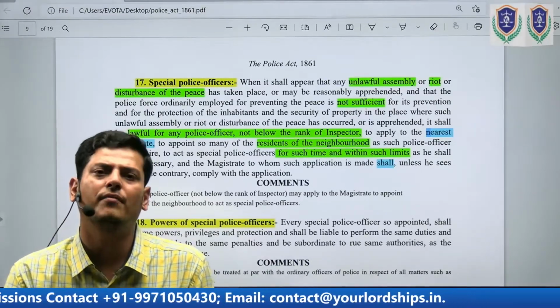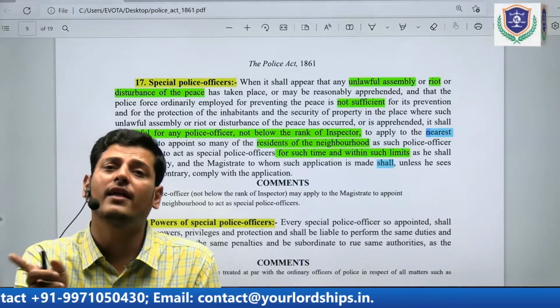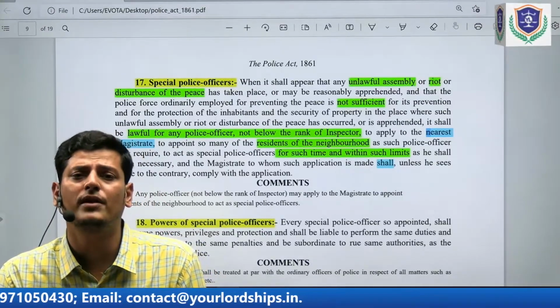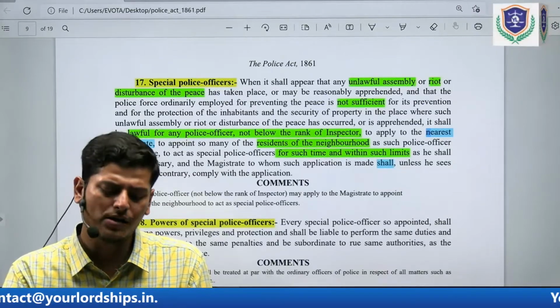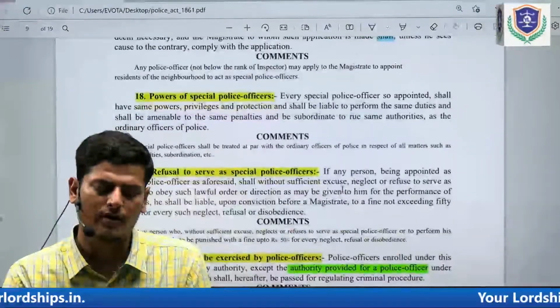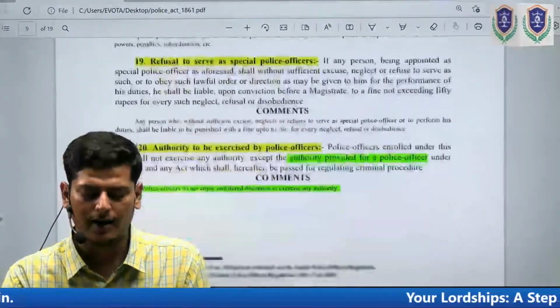These provisions have been covered under what shall then be the power of that person who has been employed as a police officer? What shall be the duty? All these answers have been provided under section 17, 18 and 19.